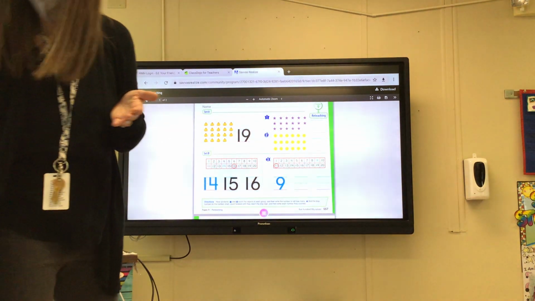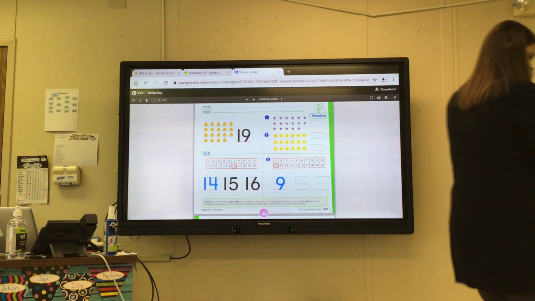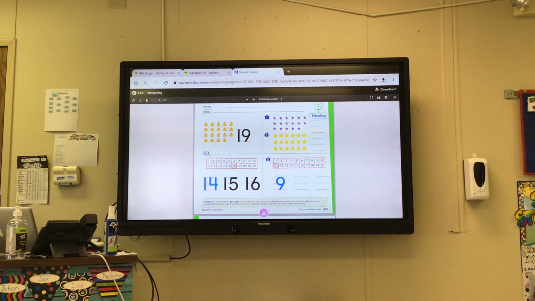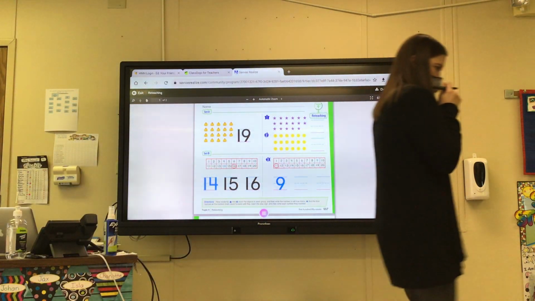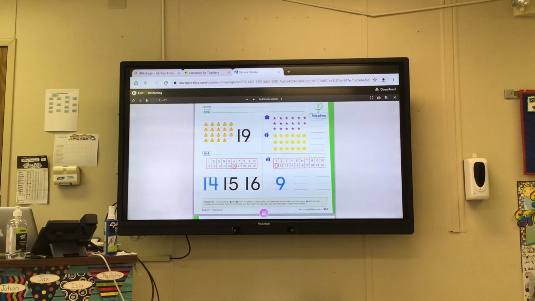Count the stars, write the number. Count the suns, write the number. These are some of the items that are going to be on our test tomorrow, so if you have trouble with anything, please let me know. What number do you need to write?